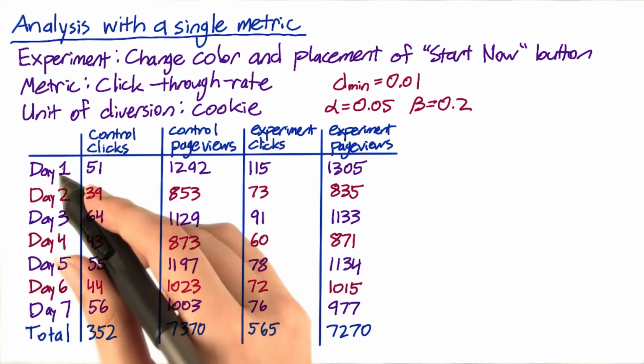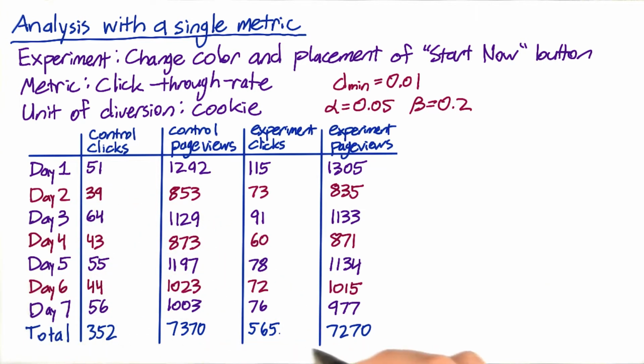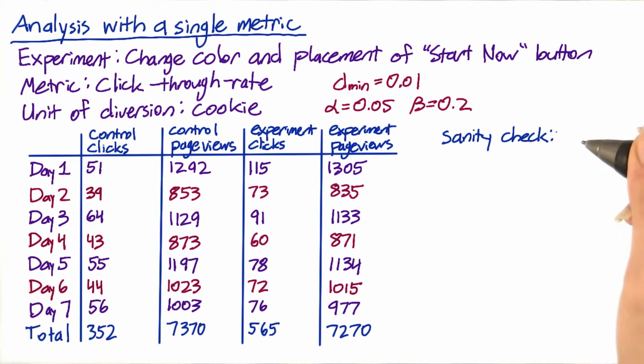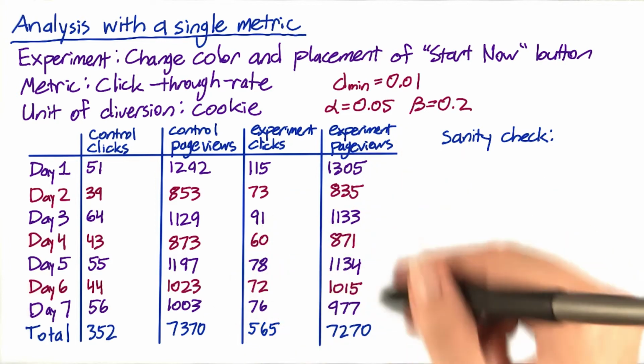Now here are the results of the experiment, which was run over 7 days, and the total numbers are on the last row. I won't go over it now, but if you do a sanity check, you'll find that the number of page views is comparable between the two groups.